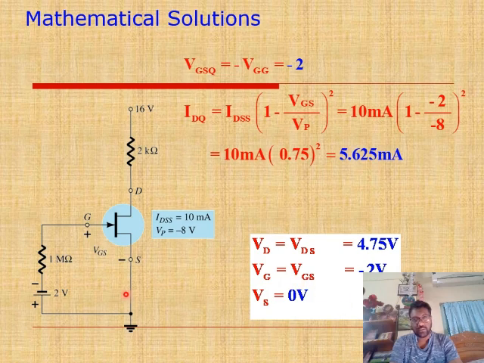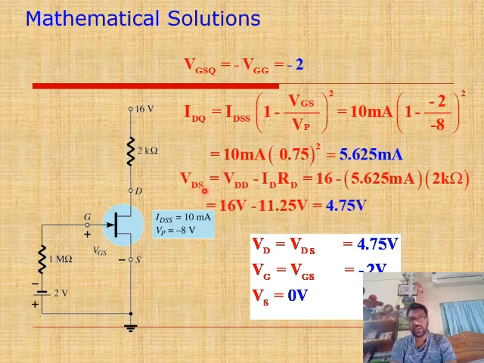VGS means gate to source voltage, which, as we have just discussed, will be exactly the same as the given voltage, as there is no current in the gate circuit. So minus 2 in the numerator, and in the denominator VP is already given, that is minus 8. If we find out the value, it will come to 5.625 milliampere. That will be the value of ID, or drain current, at the Q point.